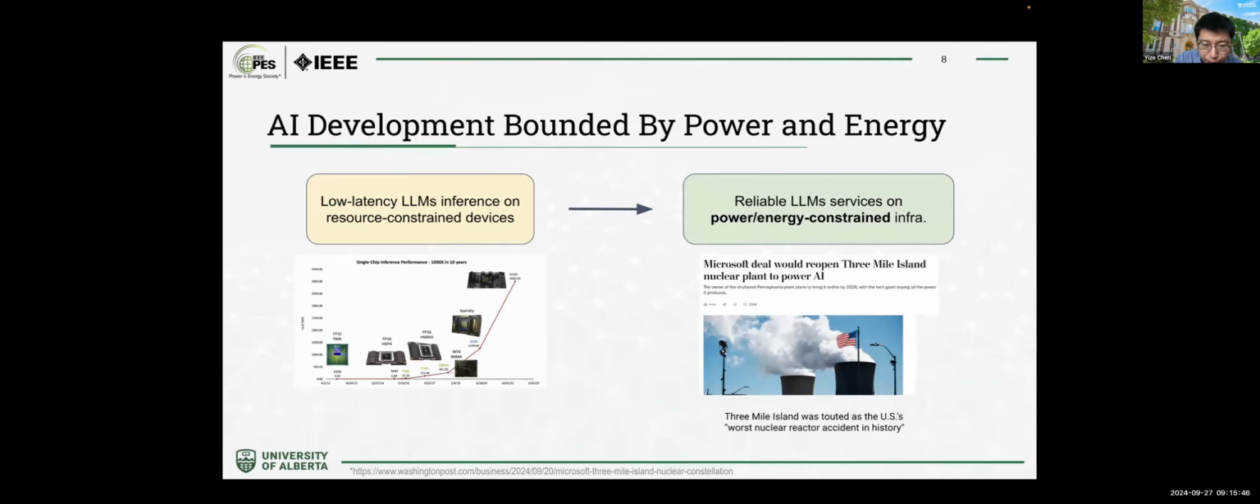For instance, this news is from last week. Microsoft reached a deal with the Pennsylvania government to reopen the Three Mile Island nuclear plant. This was once termed one of the worst nuclear reactor accidents in the history of America. But now they are trying to reopen this nuclear reactor to make sure they have enough electric supply in a reliable form for their AI platforms.